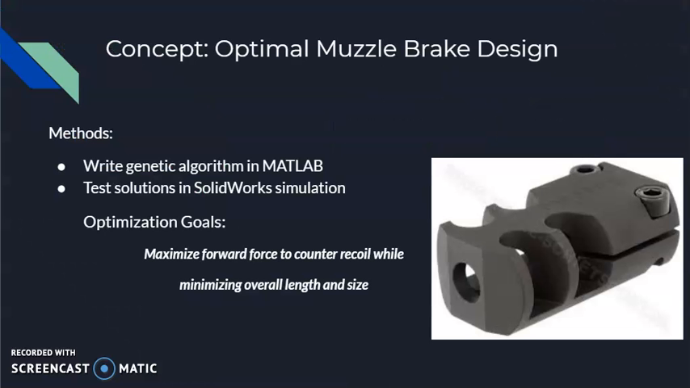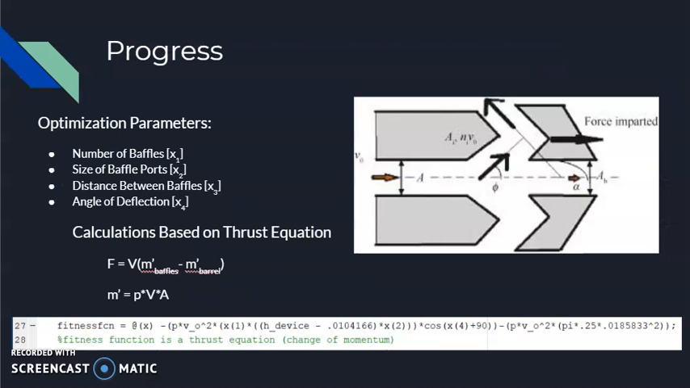So the concept that I've been working on is optimizing a muzzle brake for a 5.56 rifle, and I'm doing that by writing a genetic algorithm in MATLAB and testing my solutions in a SolidWorks simulation. The optimization goals so far have been to maximize the forward thrust force to counter recoil while minimizing the overall length and size of the device.